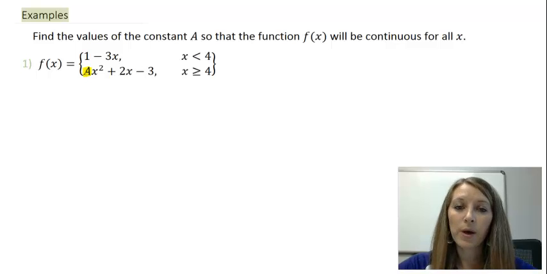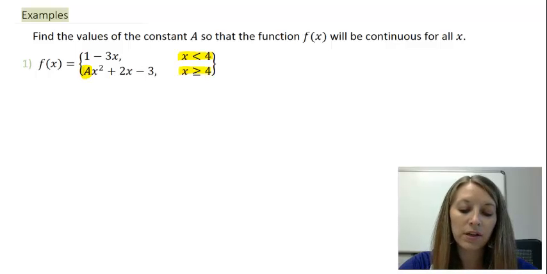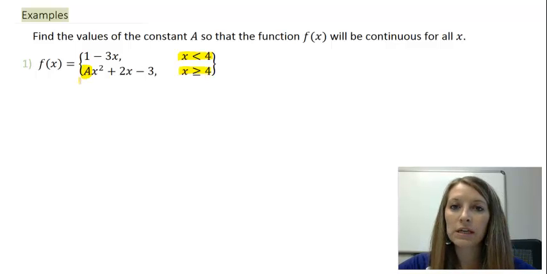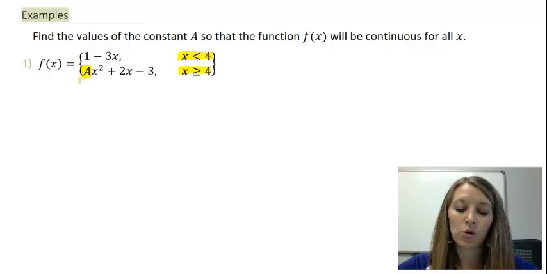So this is a piecewise function. I have one piece separated to the left of 4, and I have a second piece separated to the right of 4. And we want to know what this value needs to be so that my function is continuous everywhere. Well, let's look at each piece individually first.